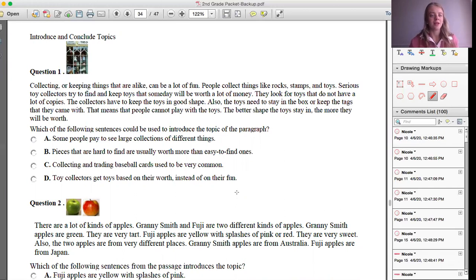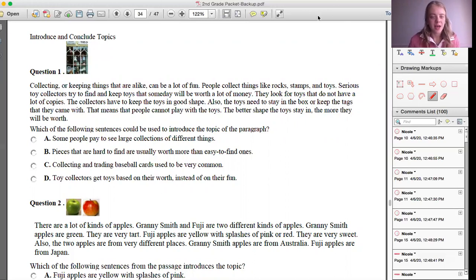Collecting or keeping things that are alike can be a lot of fun. People collect things like rocks, stamps, and toys. Serious toy collectors try to find and keep toys that someday will be worth a lot of money. They look for toys that do not have a lot of copies.